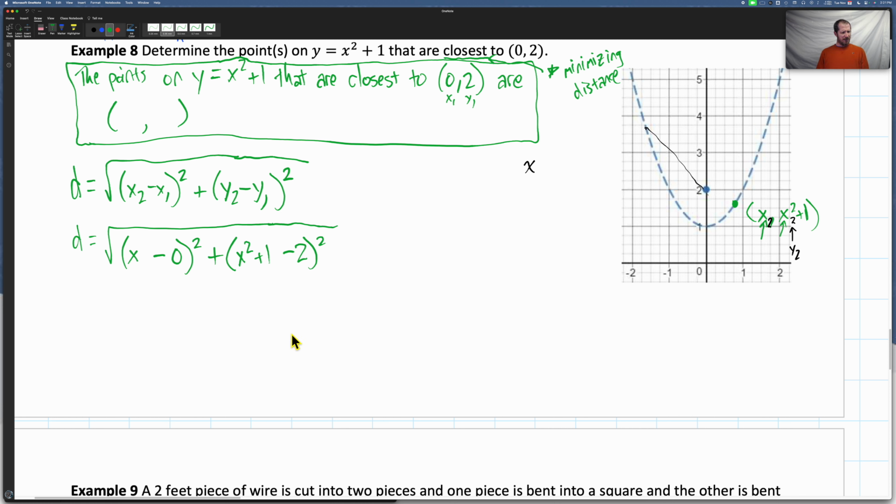Let's simplify. We still have a square root. x minus 0 is x, and x squared is just x squared. What do we have here? I'm going to keep this in parentheses. I've got x squared minus 1, quantity squared.